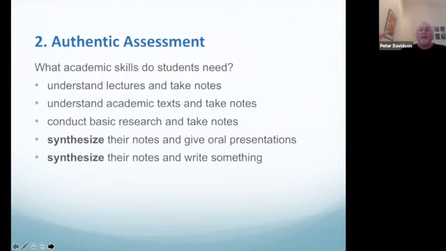Then they need to synthesize these notes, which I mentioned earlier on, and give some kind of oral presentation or some kind of written work: an assignment, a case study, or an essay. That's what students need to do. And authentic assessments would mirror these kinds of activities, okay?